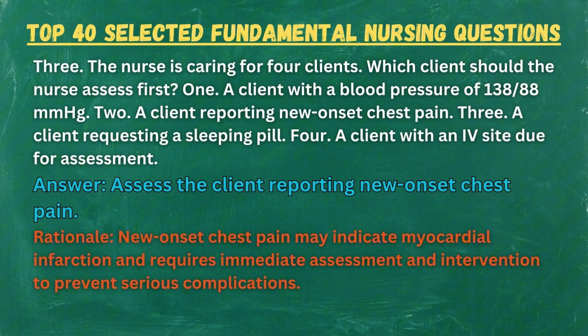3. The nurse is caring for 4 clients. Which client should the nurse assess first? 1. A client with a blood pressure of 138/88 mmHg. 2. A client reporting new onset chest pain. 3. A client requesting a sleeping pill. 4. A client with an IV due for assessment. Answer. Assess the client reporting new onset chest pain. Rationale. New onset chest pain may indicate myocardial infarction and requires immediate assessment and intervention to prevent serious complications.